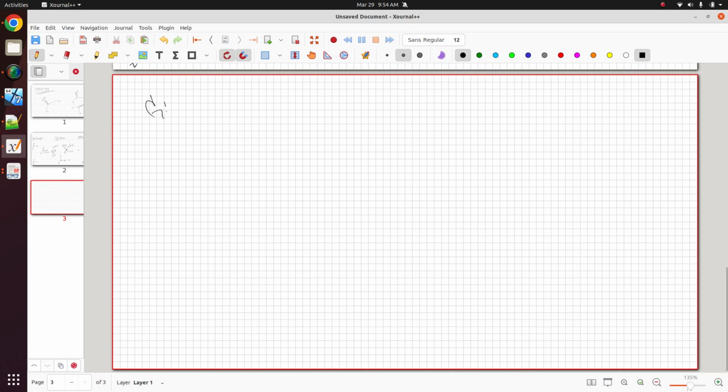So here we're talking about grids and the reference coordinate system. And so like before, we're going to talk about rectangular, cylindrical, and spherical coordinate systems.